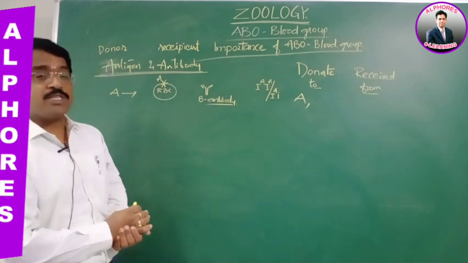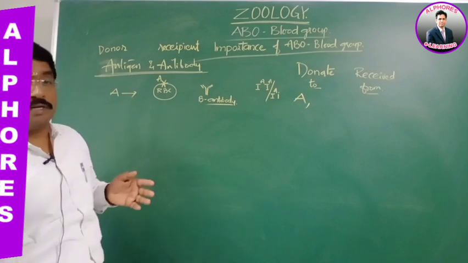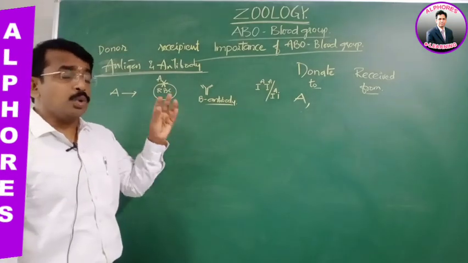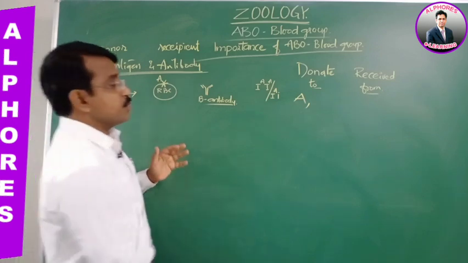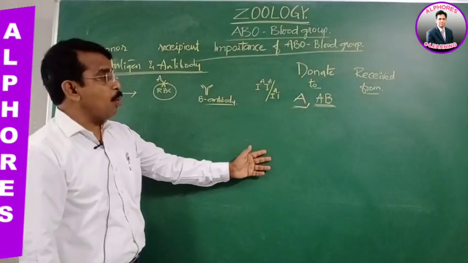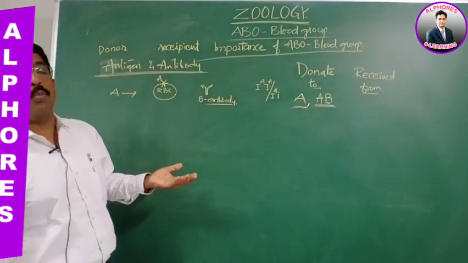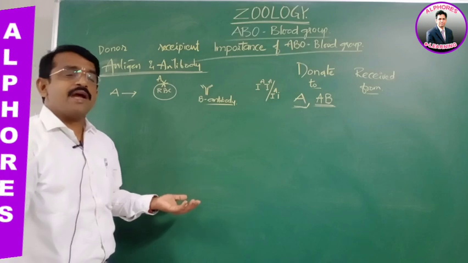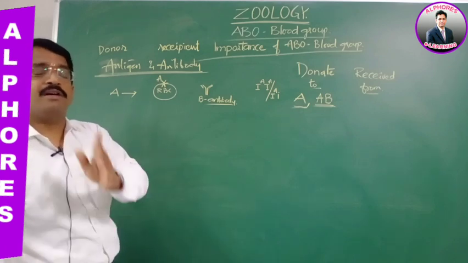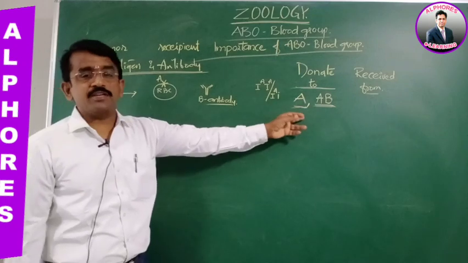Next, go and see AB. When A is the blood group donating blood with antigen A, and the recipient is AB, does AB have antibodies? No. So it can donate to AB. This is how A can donate to A and AB. If it is donated to O, O produces A antibody and B antibody, so that is the danger. Antigen A with antibody A leads to clumping, or agglutination. That's the reason it is donated to A and AB only.